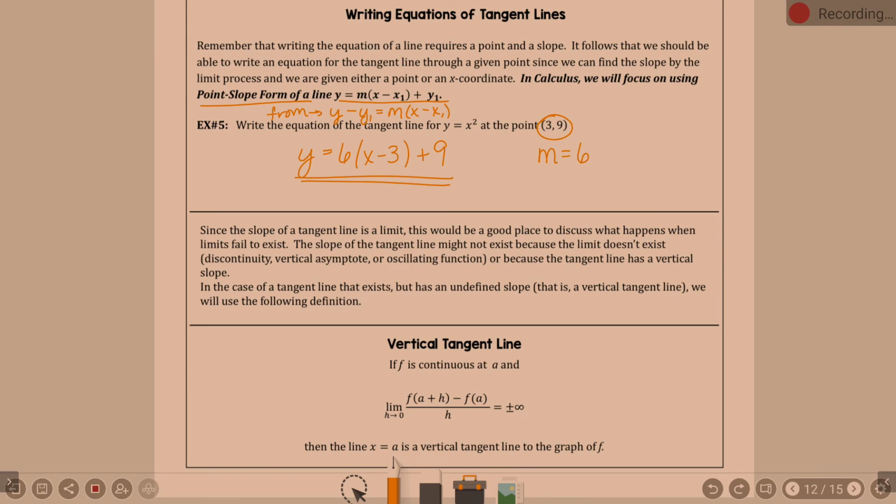Now, if your brain works better and says, okay, well, I really wanted to do y minus 9 equals 6 times x minus 3, could you start there? Yes. You can. However, give it a little practice, and I don't think you'll even need to start there. I think you can do that in your head, right? Okay.